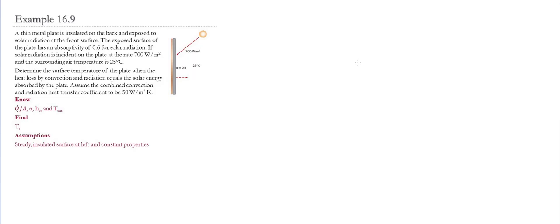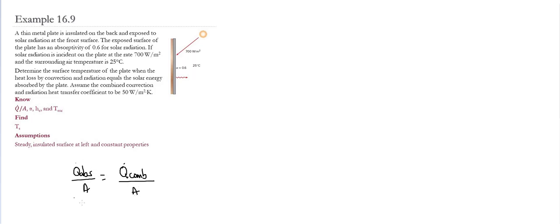We need to determine the surface temperature of the plate when the heat lost by convection and radiation equals the solar energy absorbed by the plate. We assume the combined convection and radiation heat transfer coefficient to be 50 watts per meter square Kelvin. So the main part in this problem is that the absorbed amount of heat transfer per unit area is equal to the amount of heat combined between radiation and convection, also by surface area.